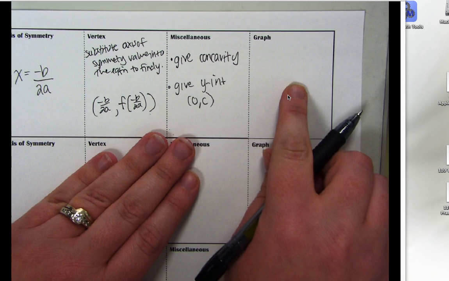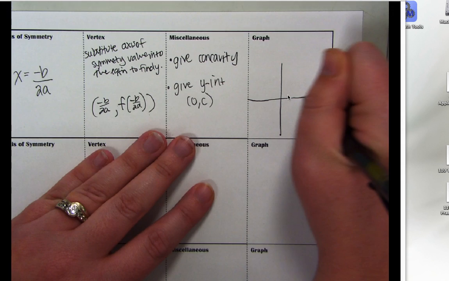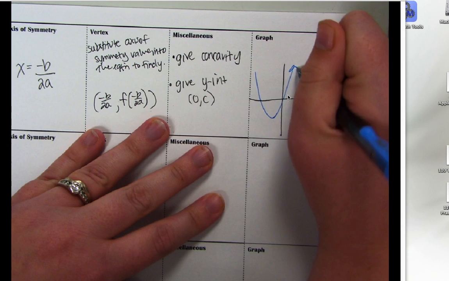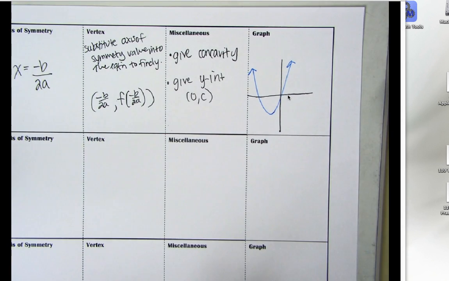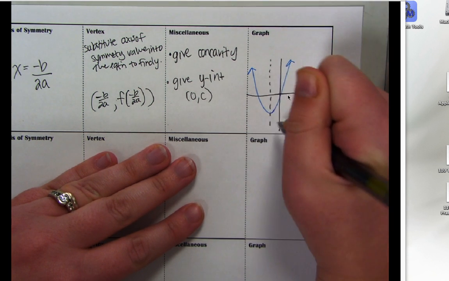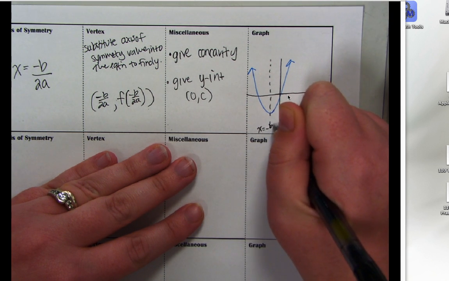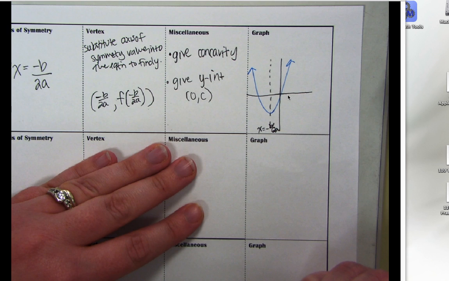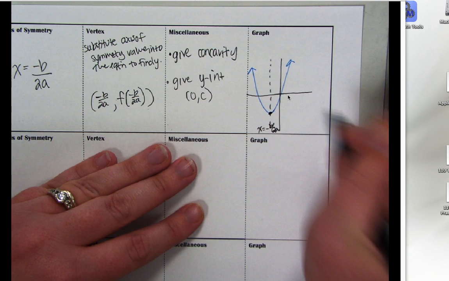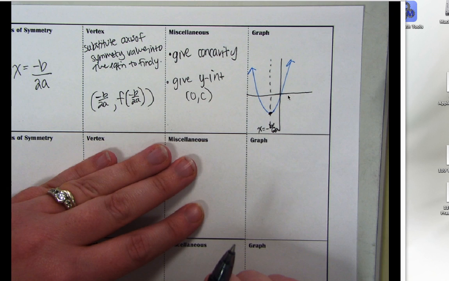Lastly, we're going to talk about the graph in standard form. So I'm just going to make a rough sketch here of some random parabola. Okay. The vertical line is your axis of symmetry. So that's the line x equals negative b over 2a. And so what we want to do when we graph standard form is find that value. And by doing so, we can find the vertex.